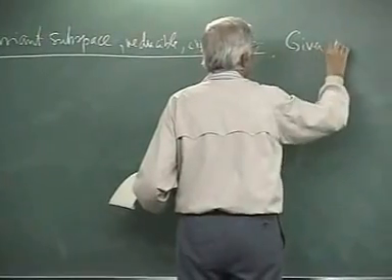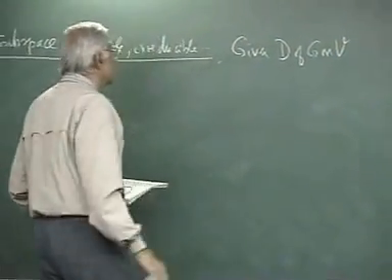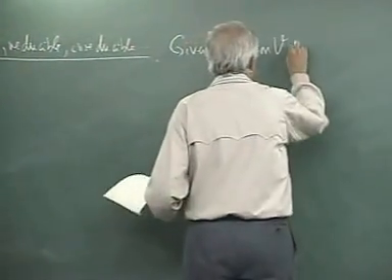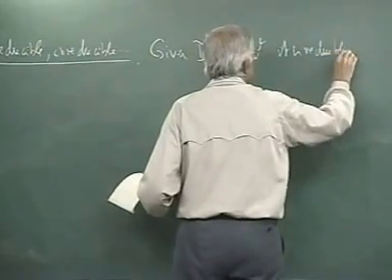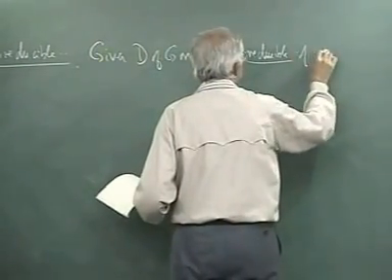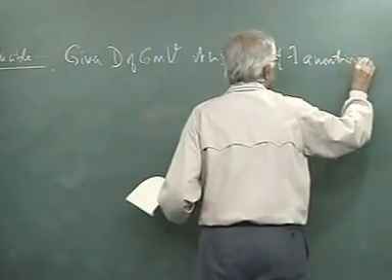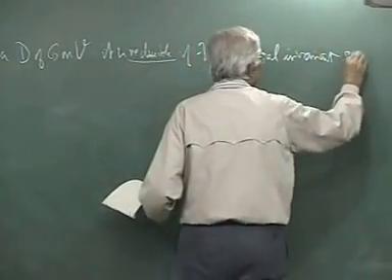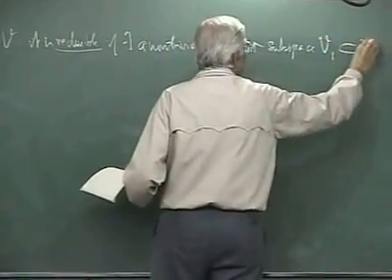Given D of G on V, representation D of group G on vector space V, we say it is reducible if the following is true. If there exists a non-trivial invariant subspace V sub 1 contained in V.